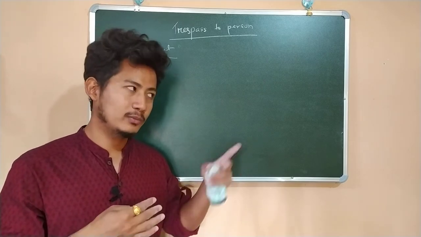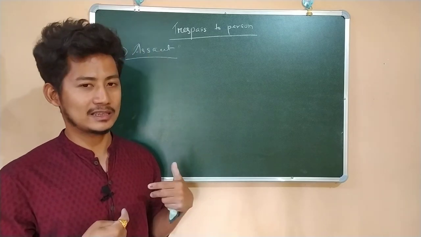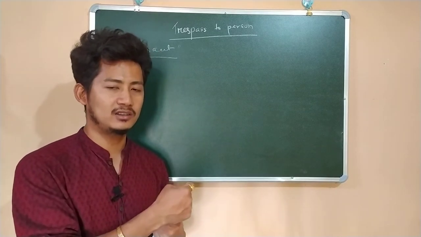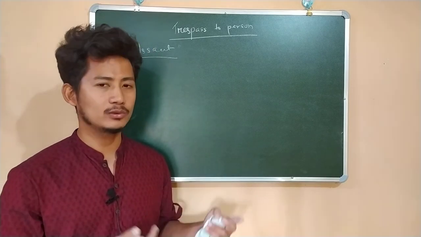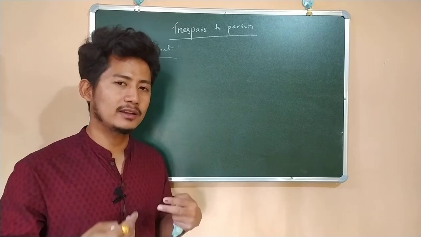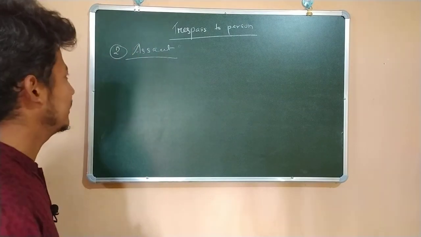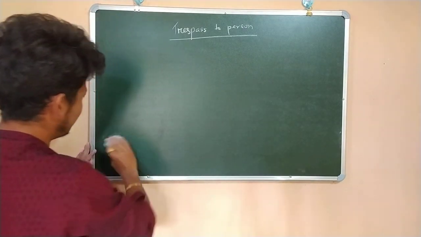But if I know that the gun has no bullet, and I am pretending to be scared, then in that case I cannot sue that person by saying that he has committed assault on me. Okay, because I know that I was not scared. I was not apprehended. All right, so this is assault. Okay, very clear. I hope it is clear to you now. It's a very small topic.